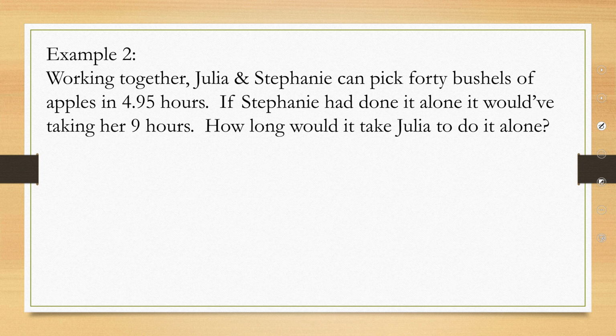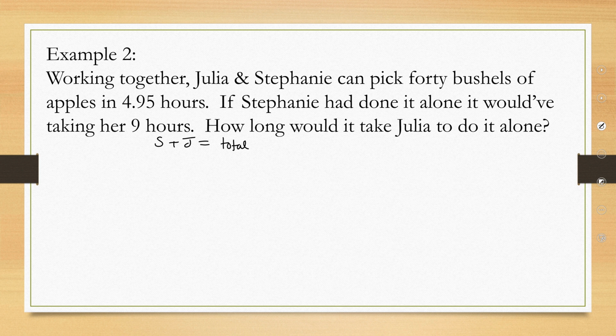Oh, no, it's not. It's a little different. Let's read through. All right, working together, Julia and Stephanie can pick 40 bushels of apples in 4.95 hours. If Stephanie had done it alone, it would have taken her 9 hours. How long would it take Julia to do it alone? Okay, so the same setup. We got Stephanie and Julia added together equals the total that they're going to do.